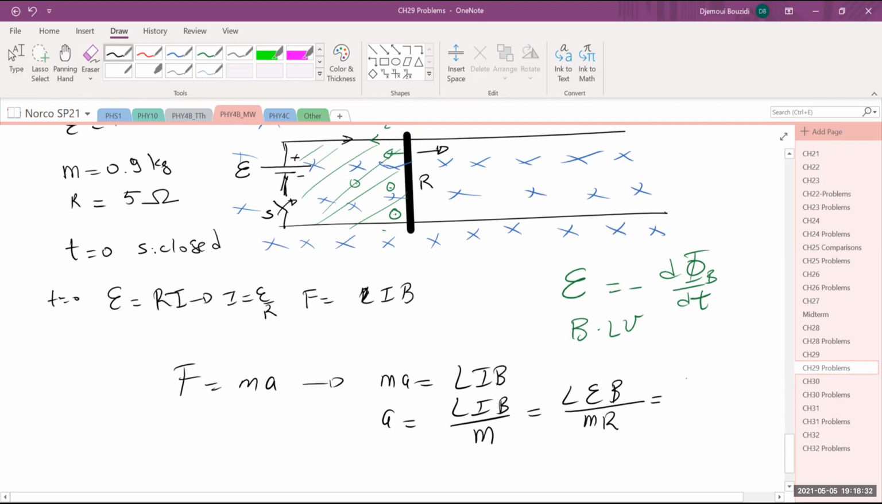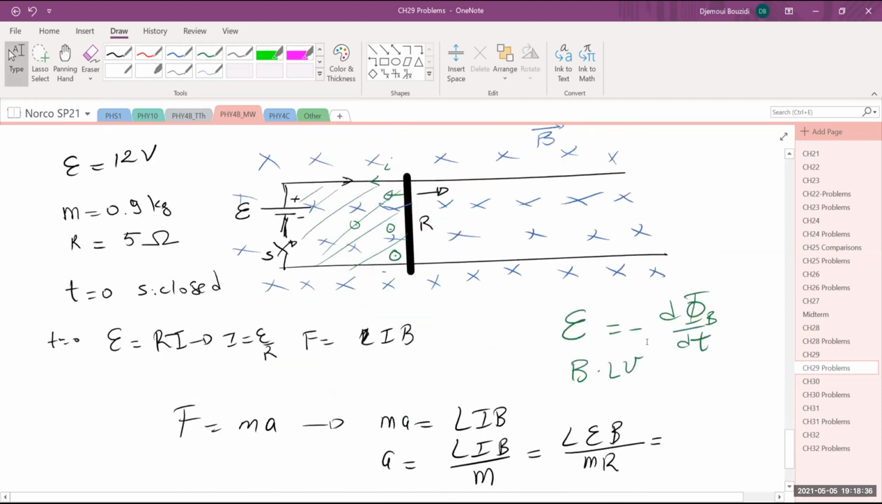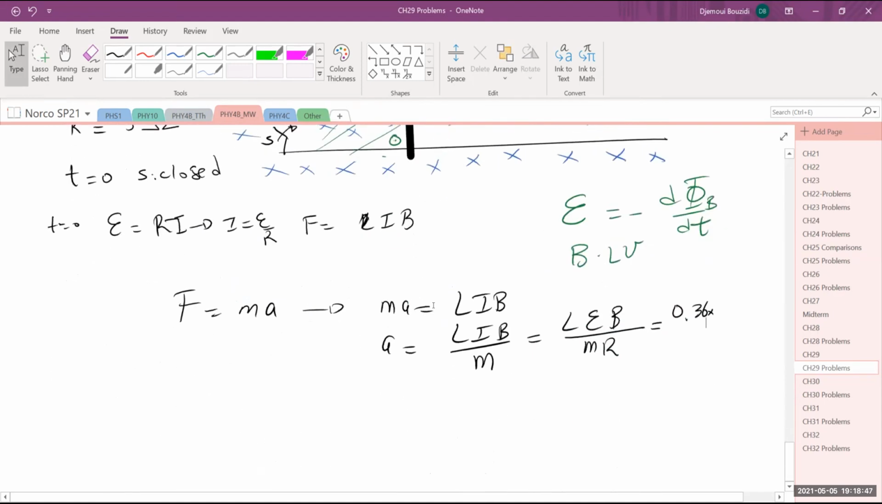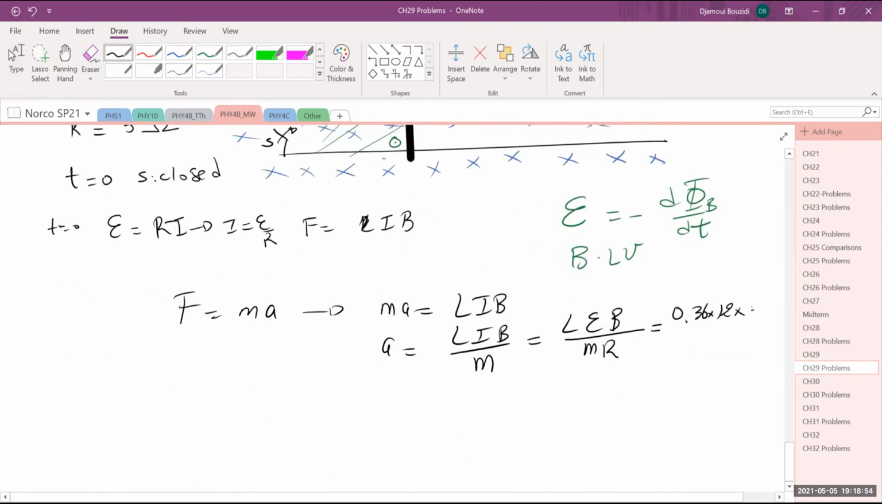So if I'm going to plug in numbers, L is given to be 0.36 meters. Times the EMF. The EMF is 12 volts. The magnetic field is 2.4 Tesla. The mass is 0.9 kilogram, and the resistance is 5 ohms. So if I plug in everything in here and everything is in the proper units, I should find a value. Let me see how much it is. It's going to be 0.36 times 12 times 2.4, and the whole thing is divided by open parentheses 0.9 times 5, or 4.5 that is.